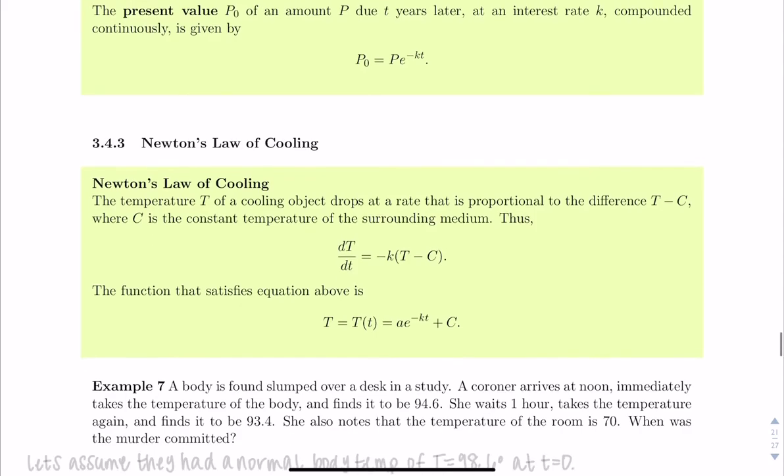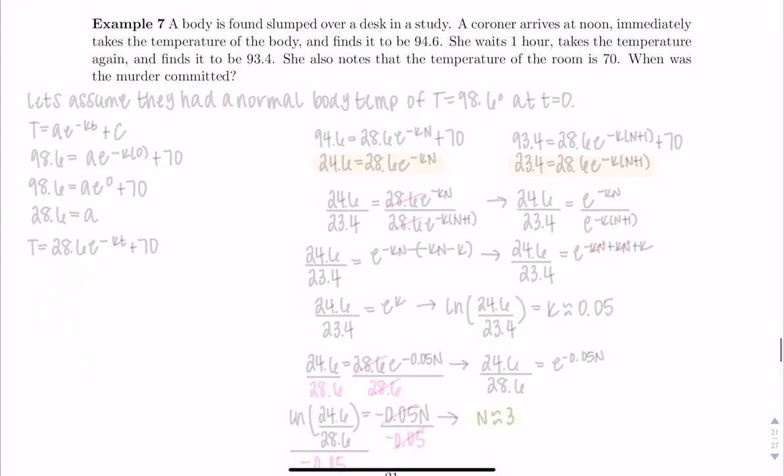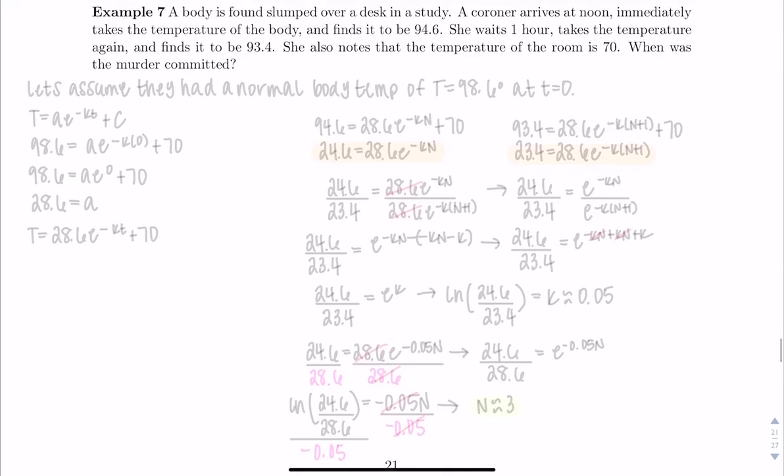A body is found slumped over a desk in a study. A coroner arrives at noon, immediately takes the temperature of the body, and finds it to be 94.6 degrees. She waits 1 hour, takes the temperature again, and finds it to be 93.4. She also notes that the temperature of the room is 70 degrees. When was the murder committed?